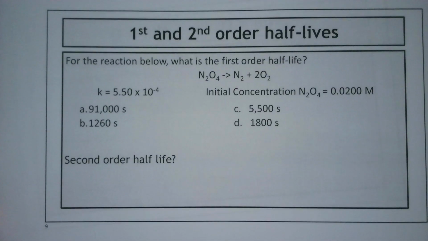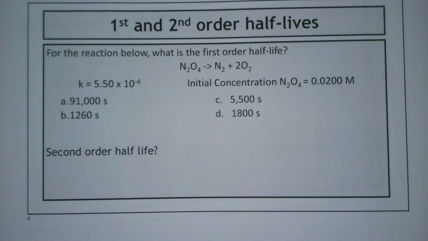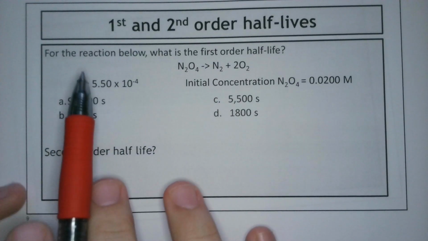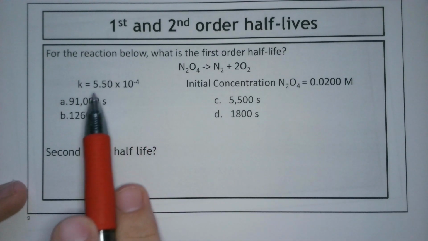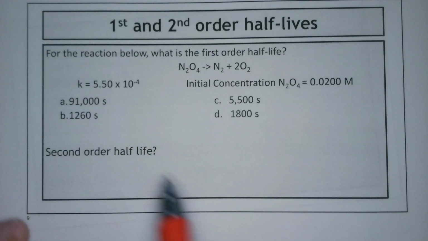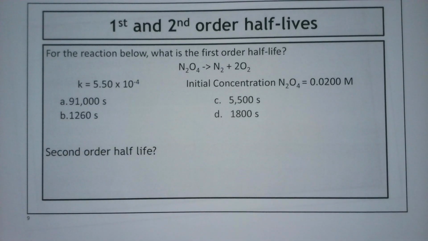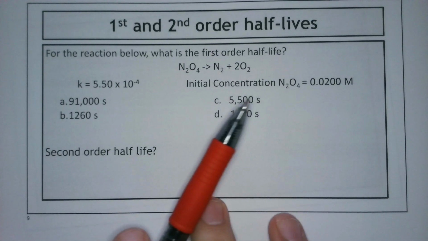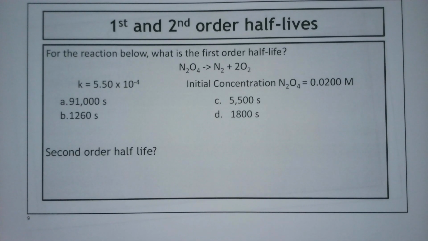Next, we have first and second order half-lives. The question here is asking about first order, but we're going to add the second order as well. It says, for the reaction below, what is the first order half-life? Gives us a reaction, that's good. Gives us K, the rate constant, which doesn't mean anything explicitly, it's just telling you how fast the reaction occurs. All you really need to know is, the bigger K is, the faster the reaction happens. The smaller K is, the slower it happens. And then my initial concentration of N2O4 is 0.02 molar. And the question is asking for the first order half-life.